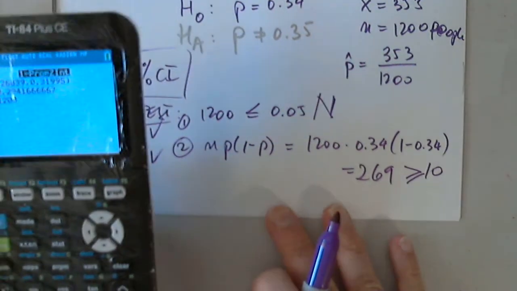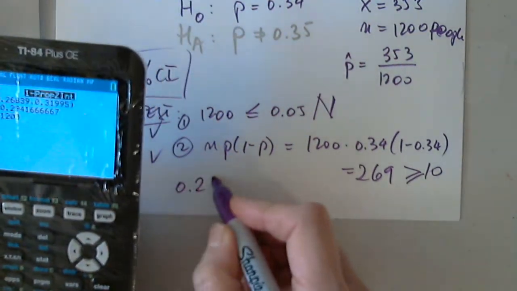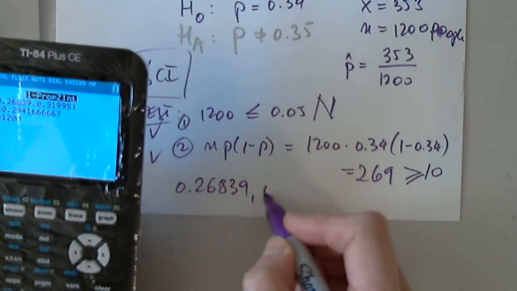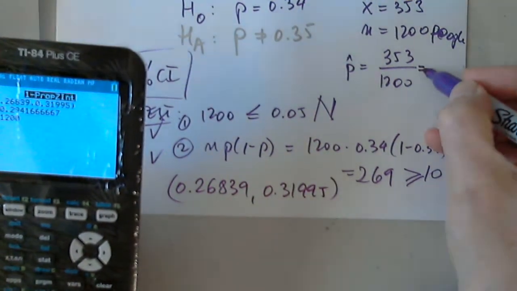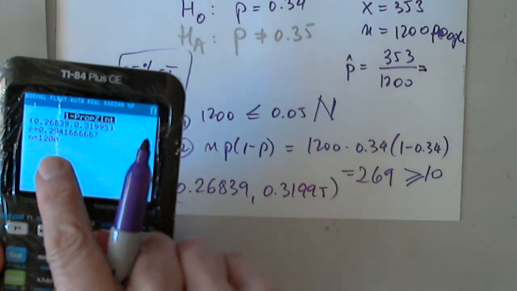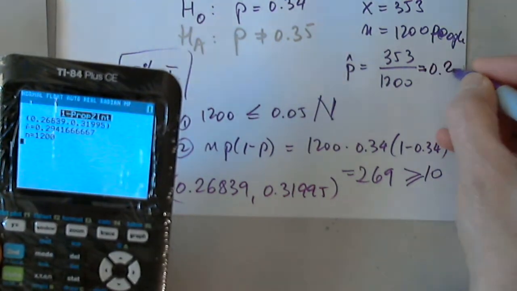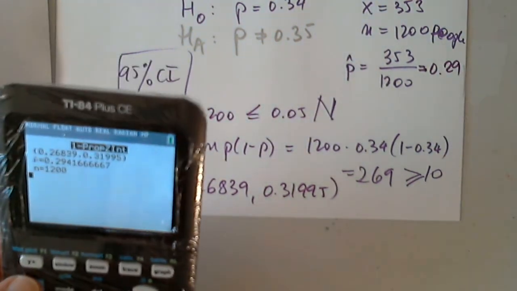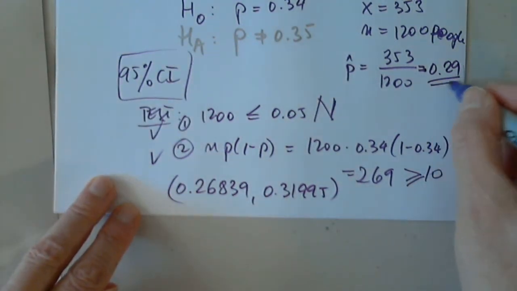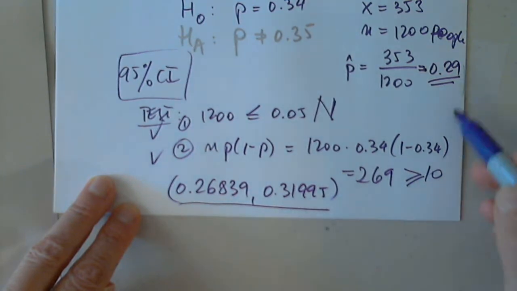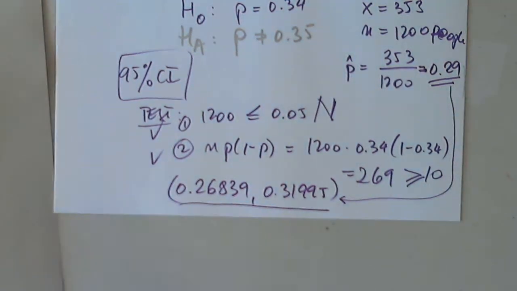And I have 0.26839 and 0.31995, and now I have to determine p hat, but I already have it. They determine it for us. The calculator does 0.29. The answer is, because 0.29 is in this interval, we fail to reject the null hypothesis.